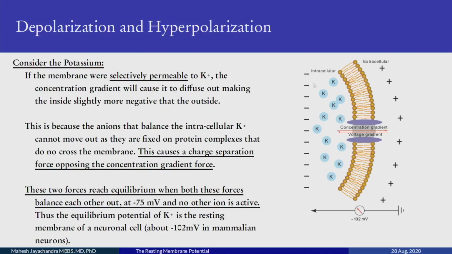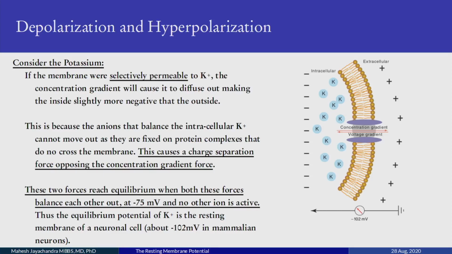However, you have these intracellular anions on the surface of intracellular proteins, which are too big to pass through. After a certain time there's a charge separation, positive and negative, and because of this you get a gradient. So you have one process which pushes the potassium outside, and the anions which are holding the potassium inside.